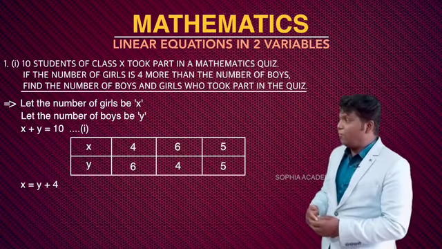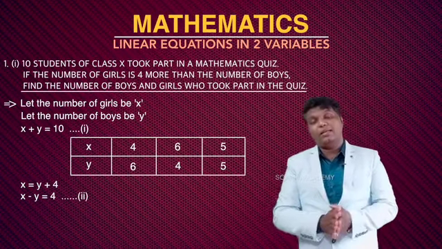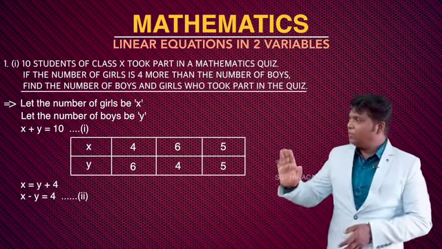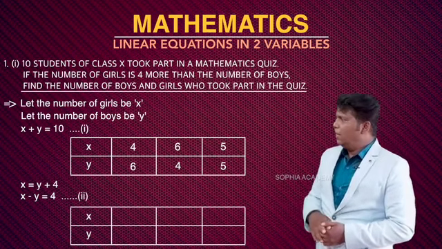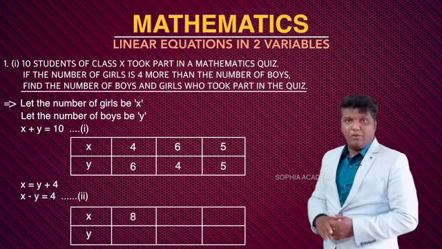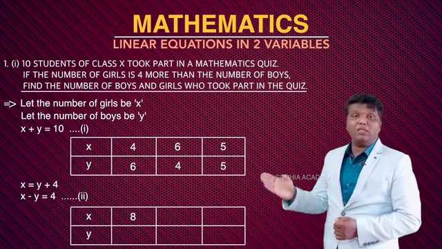So bringing it to the standard form, we will write it as x minus y is equal to 4. Means the difference of x and y is 4. Okay, x minus y is equal to 4. Now let us plot the table. Simply give 3 values. Let me give 8 for x. So if you are giving 8 for x, 8 minus what is 4?